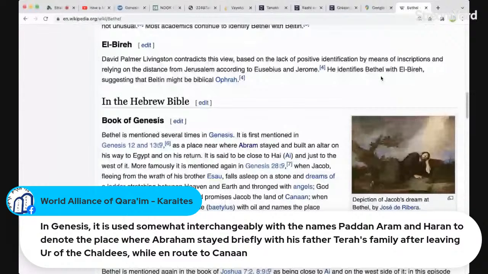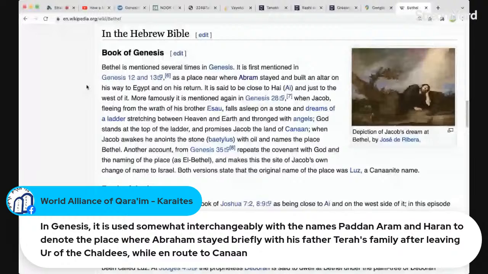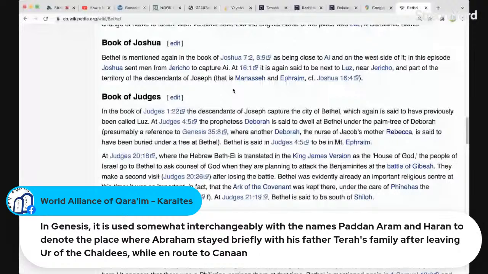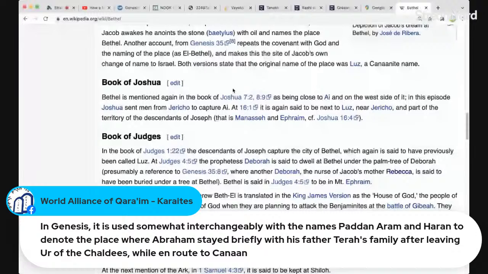Oh. Okay, they're not more than like 10 kilometers one from the other. They're very close. So it's mentioned being close to Ai. Anyway, the point being they don't really know where Bethel is.